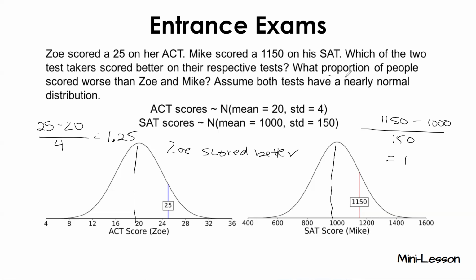Now we're trying to figure out what proportion of people scored worse than Mike and Zoe. What I want you to do is go into your table on the back of page 19 and 20, look at the z-score for 1.25 and 1, and tell me the proportion. Tell me the number that you get.